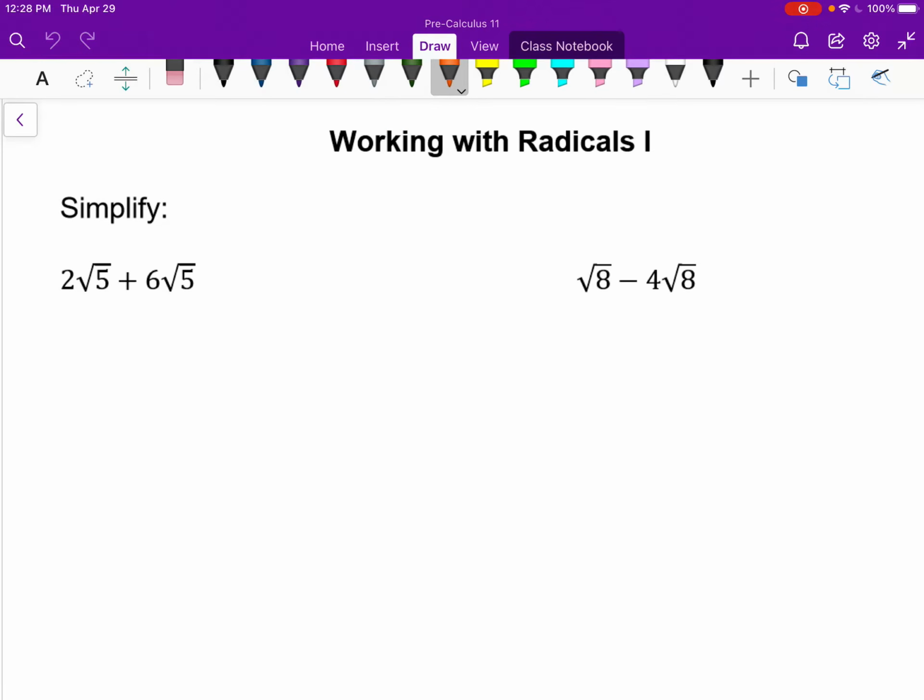All right, so this is the first of a couple lessons just focused on working more with radicals, but it's also the last lesson before we return to the textbook. And so if I look at these expressions, I want to simplify each of these. Right now there's no variables in these.